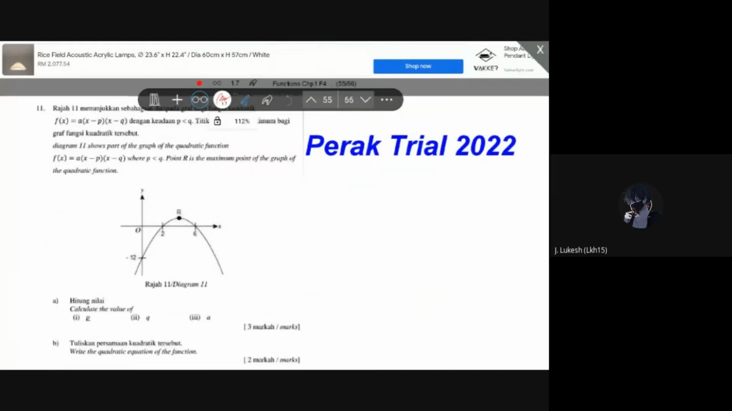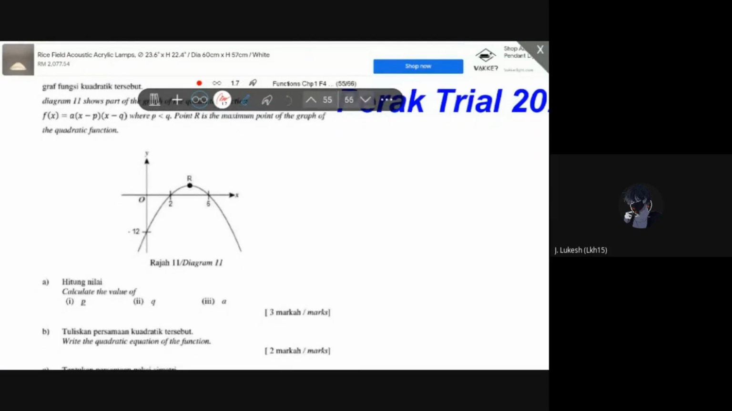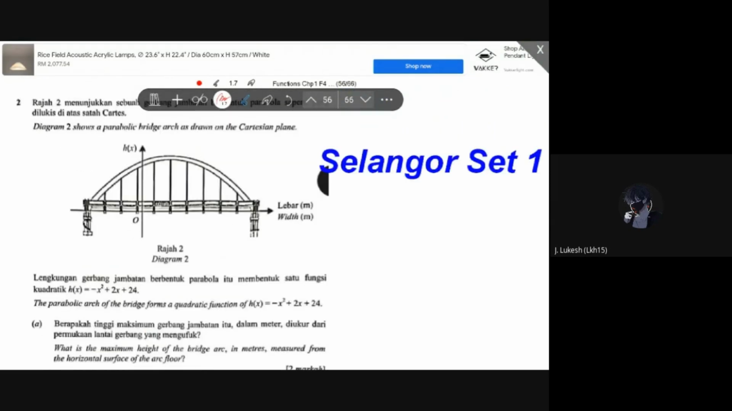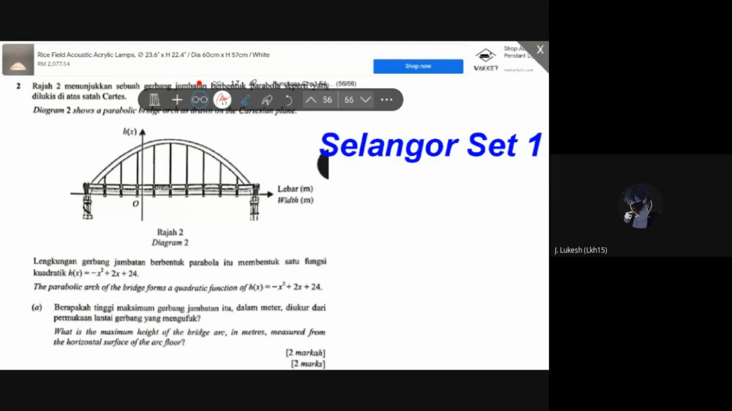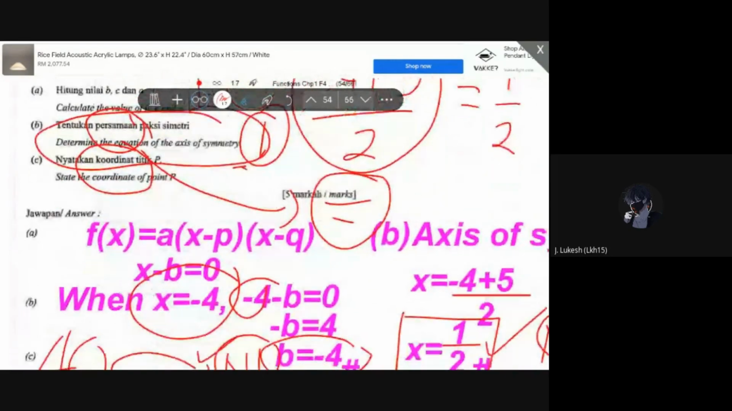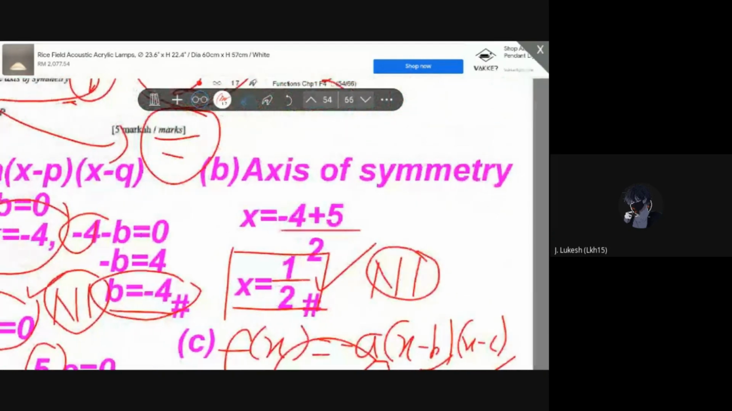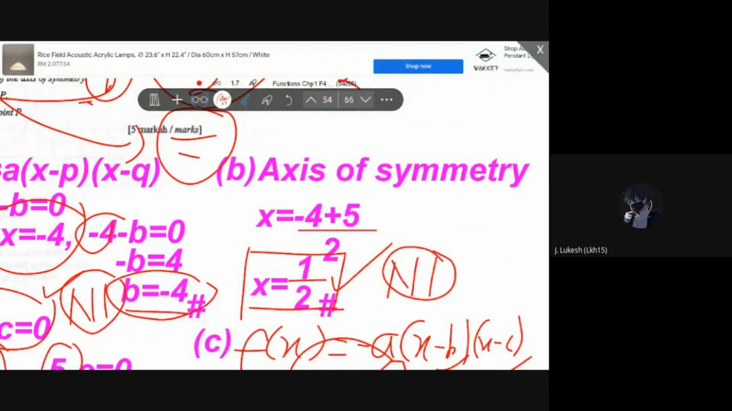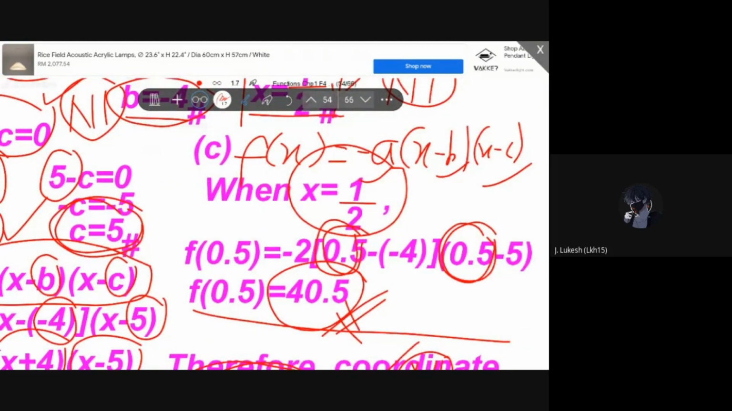Okay, soalan ini hampir serupa dengan soalan tadi. Suruh cari nilai P, Q dan R. So, can you do a KEDAH question? Let me see. Do you consider this KEDAH? Wait, Jason. I don't understand why X is 0.5. Oh, here. For B, you mean? C, we find the Y coordinate, actually, not 0.5. C is we find for the maximum point.